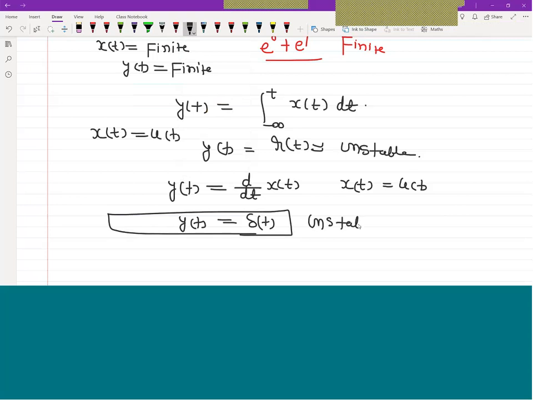What type of system is this? This is an example of an unstable system. So you can check stability by putting in the input-output relationship.